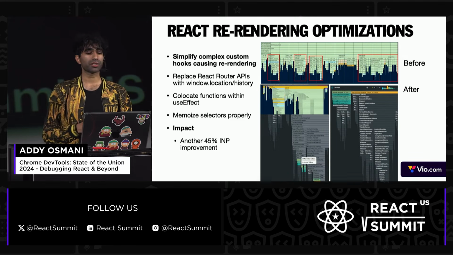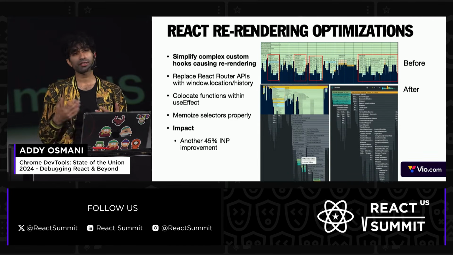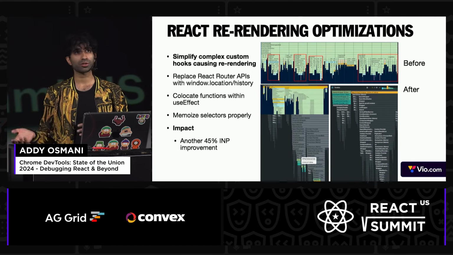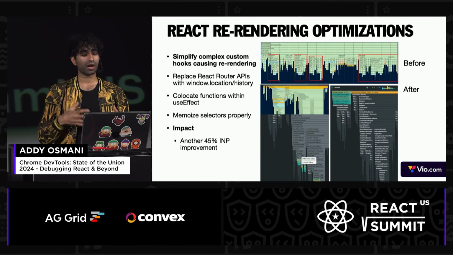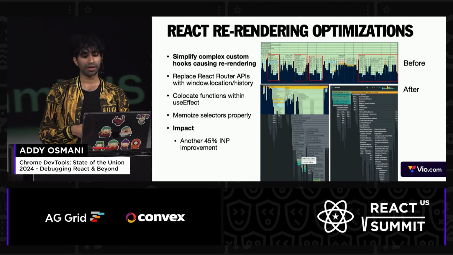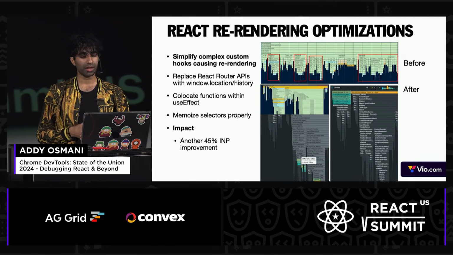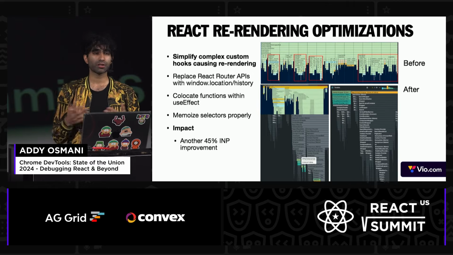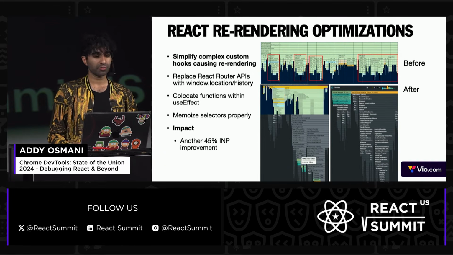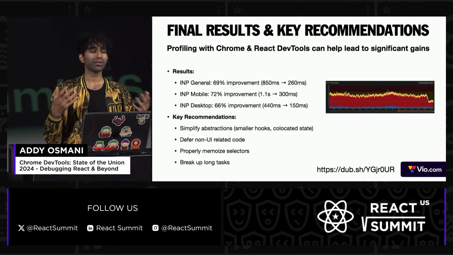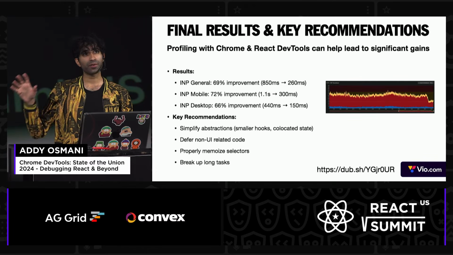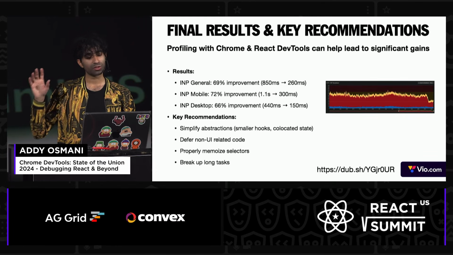The final piece was addressing React rendering issues. So they identified a few different key problems, things like breaking down complex custom hooks. We were talking about hooks earlier. Breaking down some of those complex hooks into simpler ones, replacing some of the React Router APIs with alternatives like window.location where they could, and then improving things like Redux selector memoization. So that gave them another 45% improvement in INP. So overall, that's what led to that 69%. This is a really great case study, very, very detailed. If you're interested in performance, do check it out.